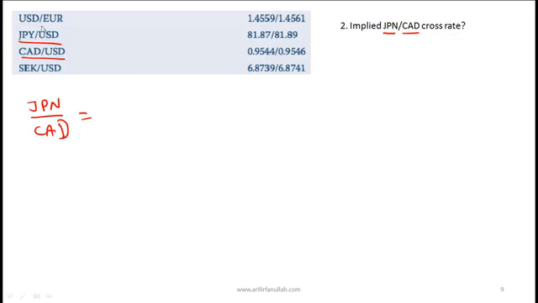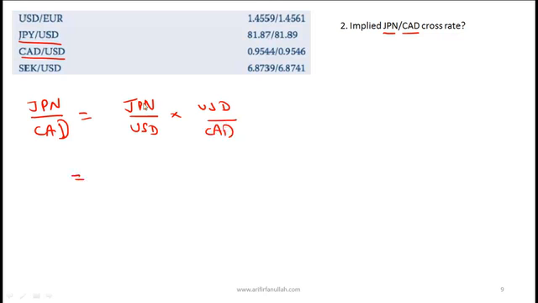Can we simply multiply these out? No, we cannot, because notice that USD is in the denominator in both cases. In other words, USD is the base currency both here and here, so you cannot simply multiply this out. What we need to do is the following: Japanese yen over USD multiplied by USD over Canadian dollar.